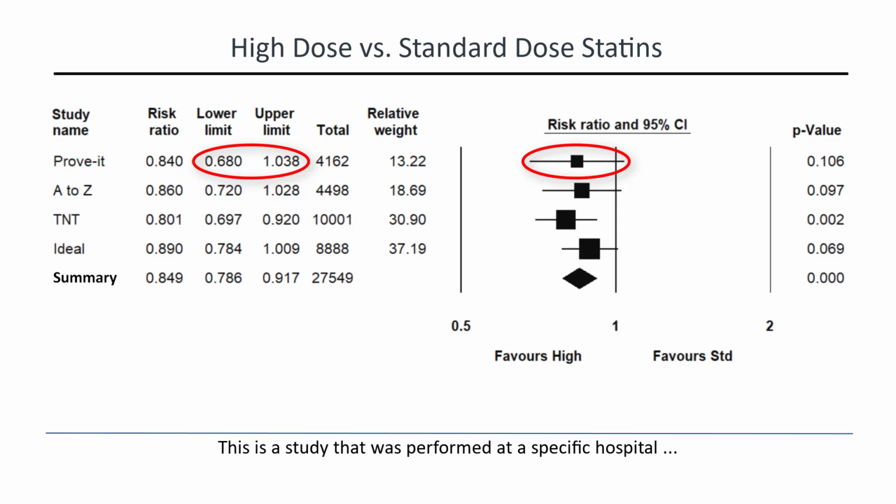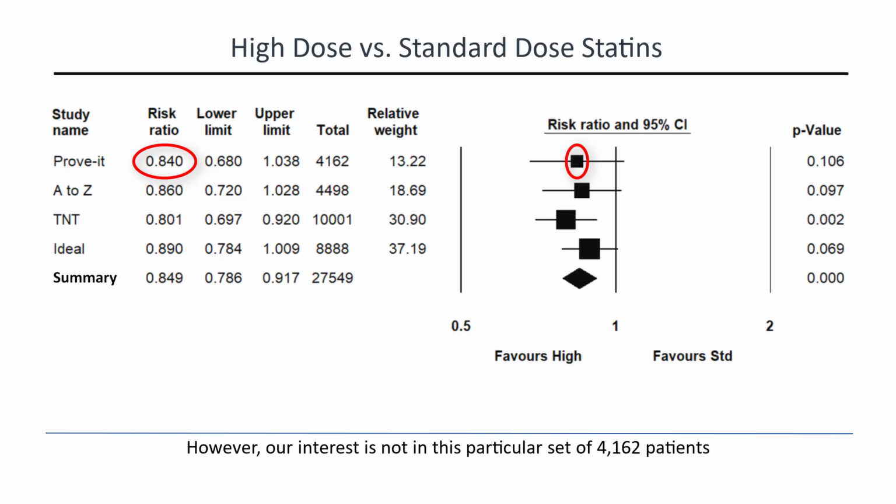This is a study that was performed at a specific hospital, which worked with a particular population. The 4,162 patients in this study were sampled from all eligible patients in that population. For these 4,162 patients, the risk ratio was precisely 0.84. However, our interest is not in this particular set of 4,162 patients. Rather, we want to know the risk ratio in the full population.